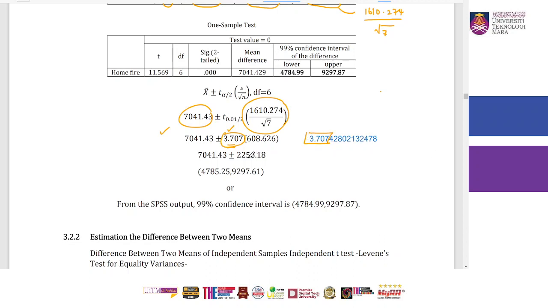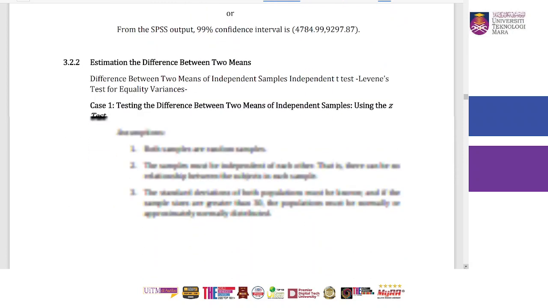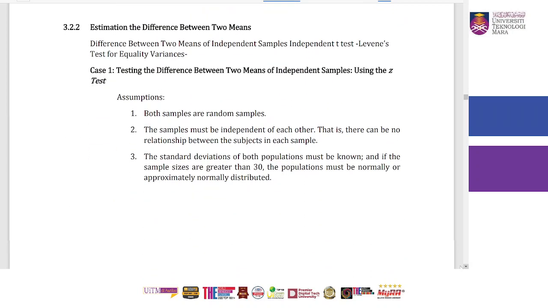Alright, so any questions so far? Boleh? Any questions? Ada soalan? Tak ada?